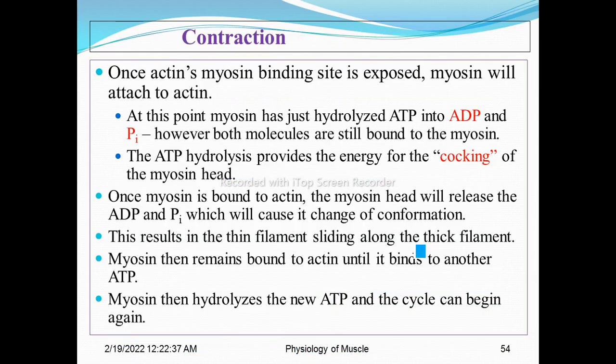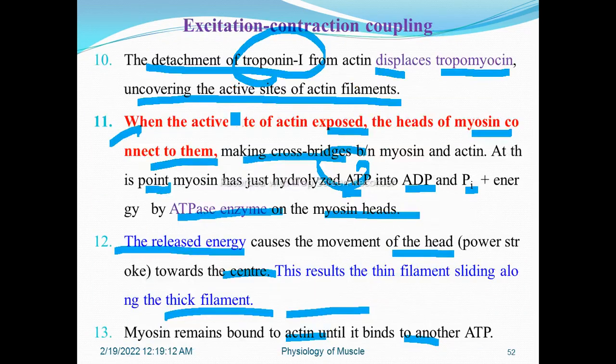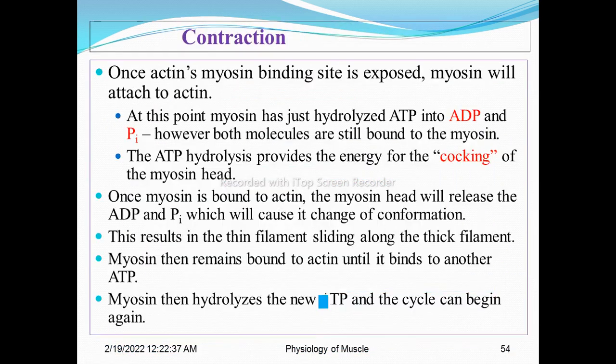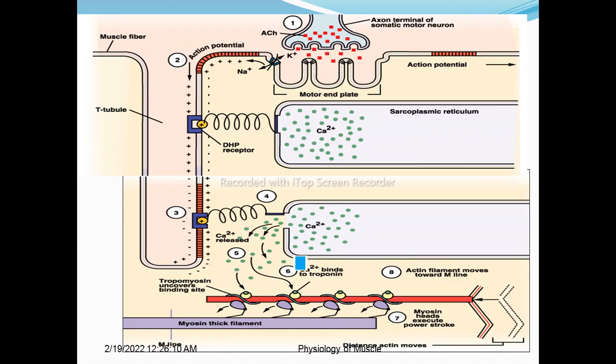So as I told you, from step 11 to 30 is the contraction phase. But to give you some separation, this is the contraction phase. Once the actin myosin binding site is exposed, myosin will attach to actin. At this point, myosin has just hydrolyzed ATP into ADP. So this process is known as contraction.